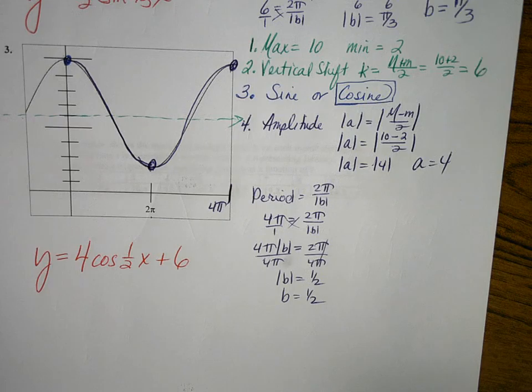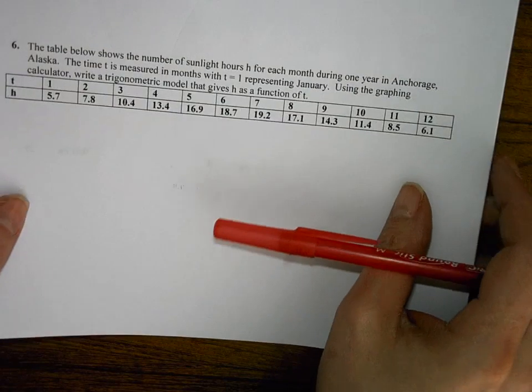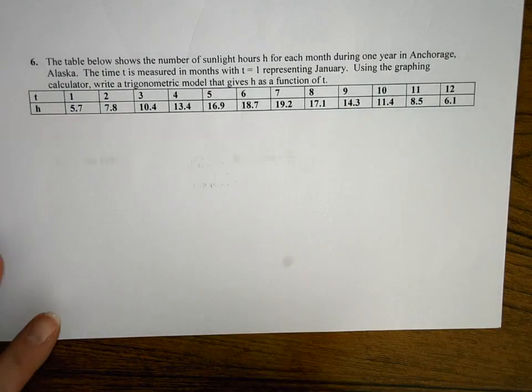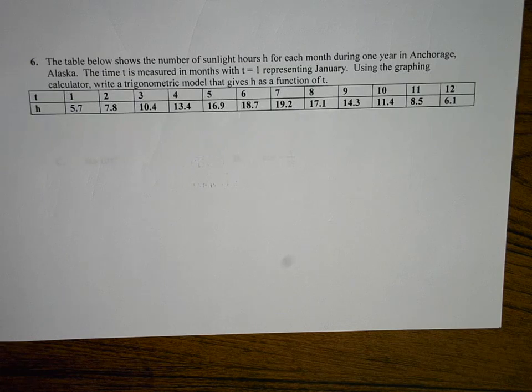Questions with that one? All right. Now, let's take a jump ahead here. Let's skip to number 6, looking at a data set. The table shows the number of sunlight hours H for each month during 1 year in Anchorage, Alaska. Time T is months. T is first month is January. Use your grapher. Write the trig model that gives H as a function of T.